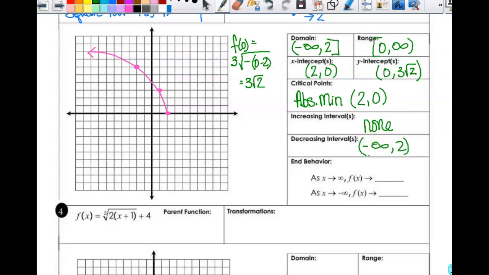Okay, so my end behavior says as x approaches infinity. Does x approach infinity? No. So we're going to mark out the infinity. What does x actually approach? 2. And as x approaches 2, what does f of x approach? 0. So as x gets closer and closer to 2, y gets closer and closer to 0. As x approaches negative infinity, f of x approaches infinity. Good deal. All right, what questions do you have? Anything?